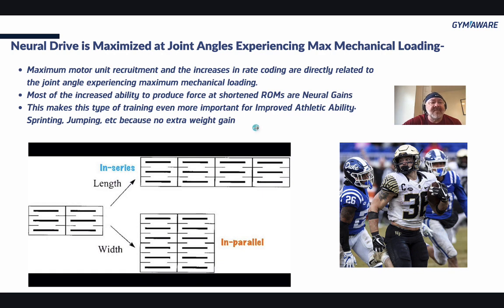getting faster, which is awesome because this makes this type of training even more important for athletic ability, sprinting, jumping, etc. Because they're not going to get a lot of hypertrophy. You're definitely not going to get as much hypertrophy from those partials, but you're going to get increases in ability and rates of force development at those angles that are specific to sprinting.